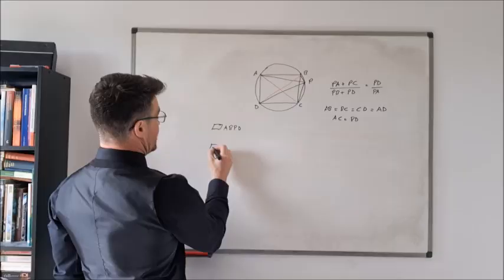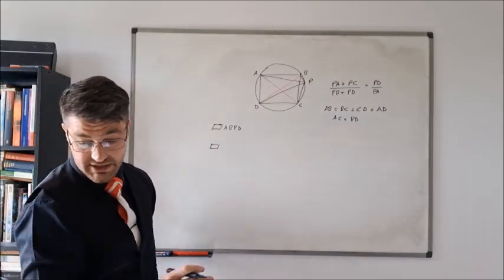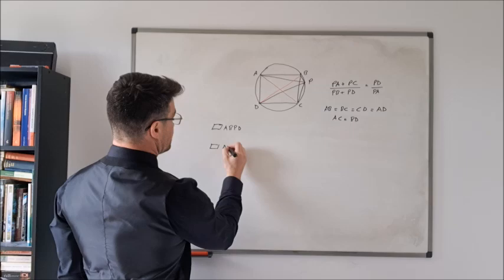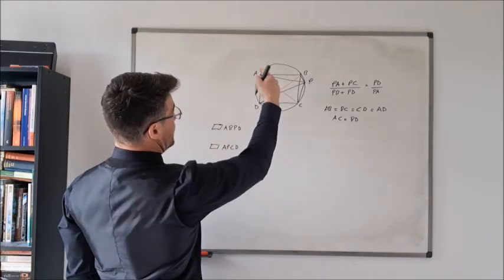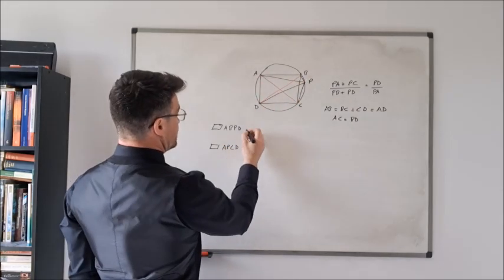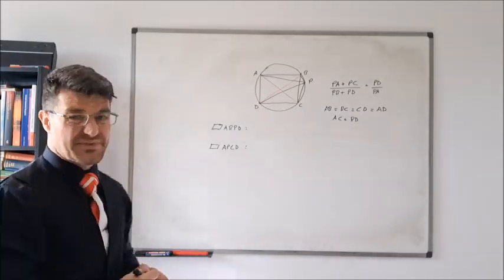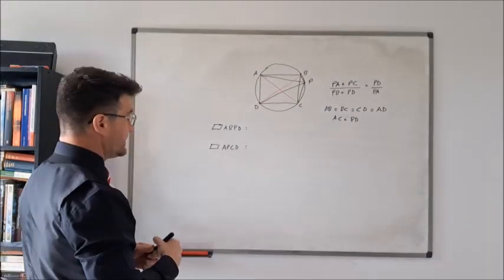And we're also going to be looking at cyclic quadrilateral, and I want to check my notes to make sure I've got it right, APCD. Okay, so we're going to take these one at a time. It's a fairly straightforward calculation, by the way.